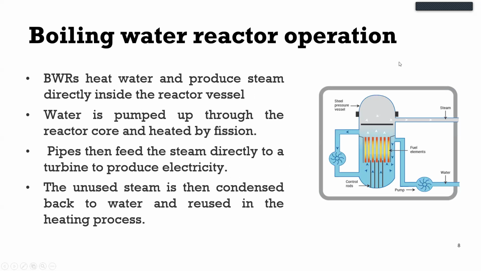So the boiling water reactor heats water and produces steam directly inside the reactor vessel. Water is pumped up through the reactor core and heated by fission. Pipes then feed the steam directly to a turbine to produce electricity. The unused steam is then condensed back to water and reused in the heating process. So here you can see the boiling water reactor diagram.